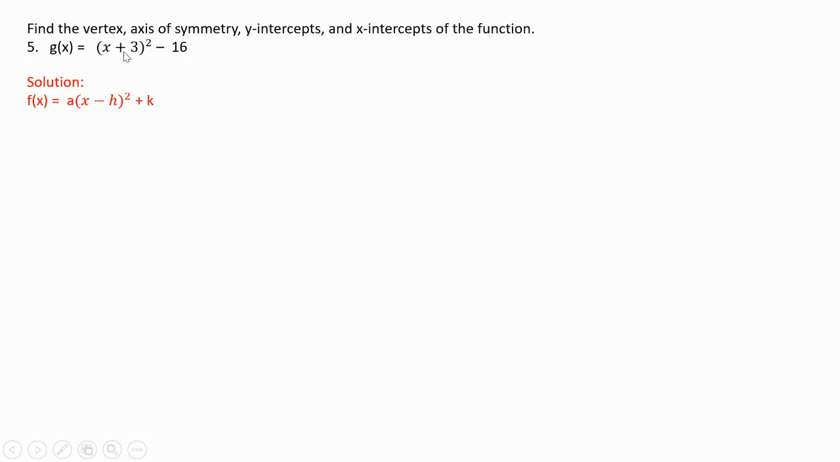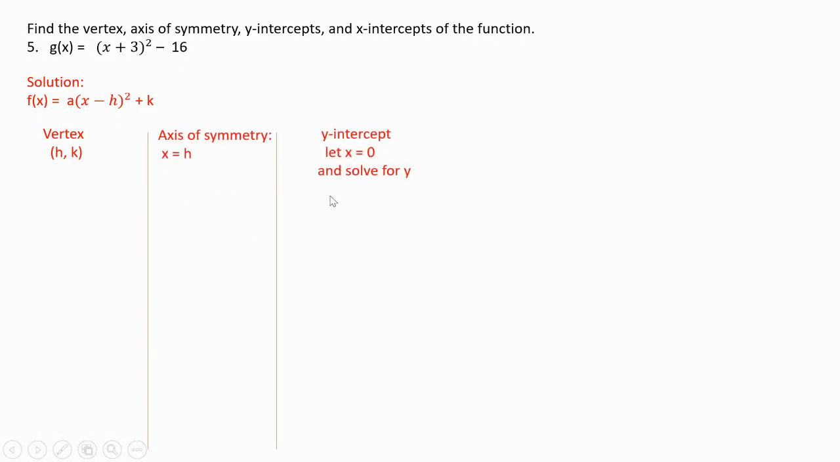When it's something like this, guys, it's very visual because the vertex is (h, k), and the axis of symmetry will be x equals h. The y-intercept, you have to work a little bit, and also with the x-intercepts. But if it's in this form, the vertex is very visual, and so is the axis of symmetry.